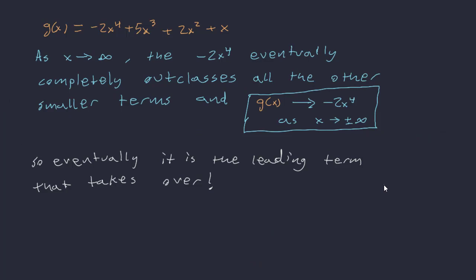All right, so to recap this a little bit, for our function g, as x goes to infinity, the negative 2x to the fourth eventually completely outclasses all the other smaller terms. Okay, and so basically g of x eventually becomes negative 2x to the fourth as x goes to plus or minus infinity. So for this function, it was true on either side. We mainly more closely looked at the positive side, but everything I just said is also true for the negative side. So eventually it is the leading term that takes over completely.